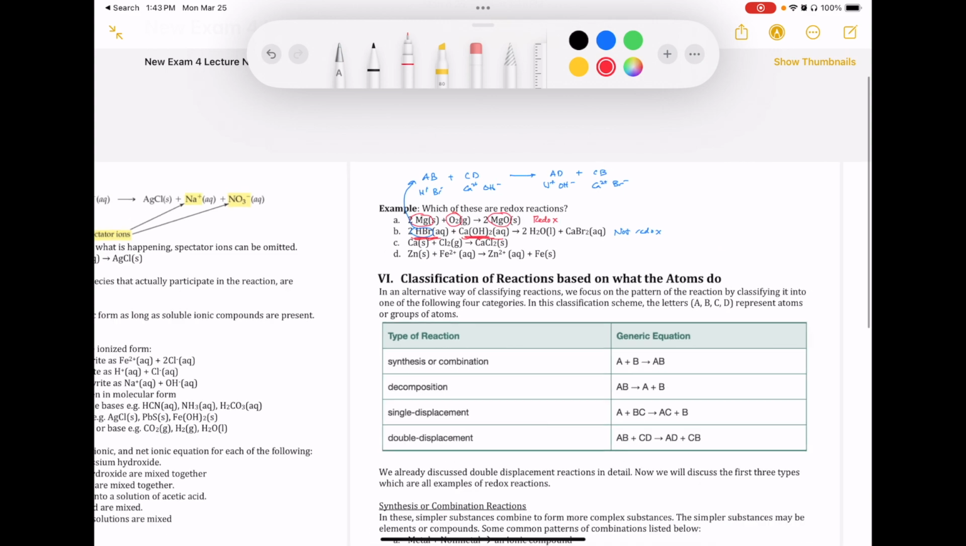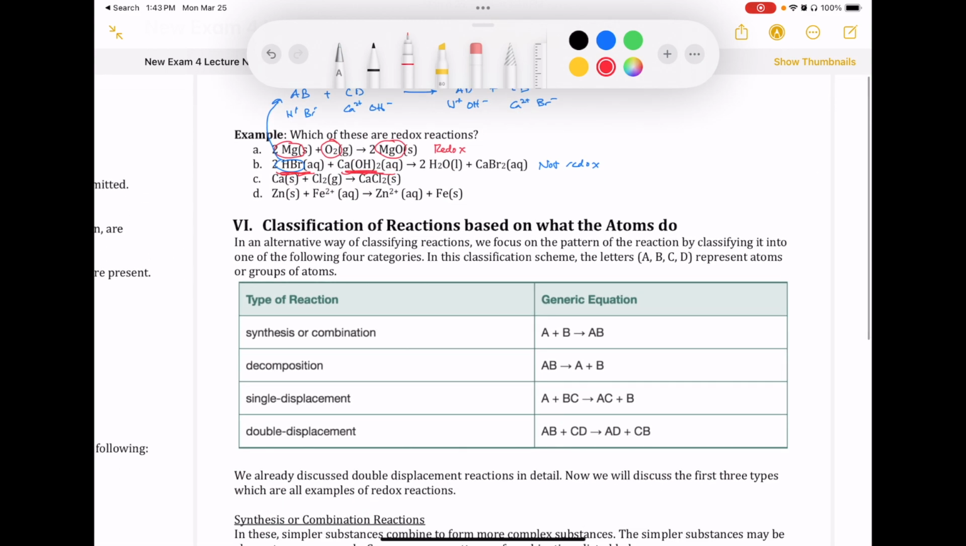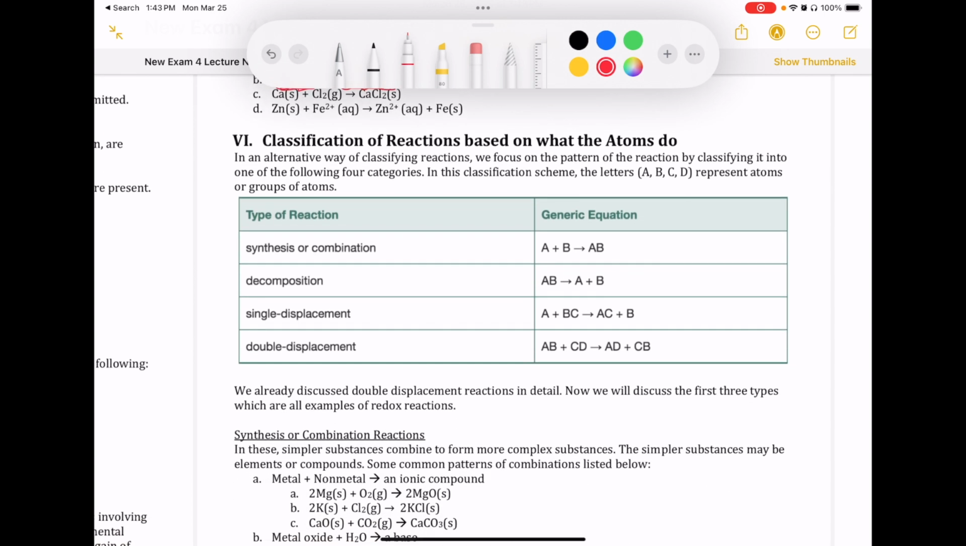Okay, so we talked about double displacement in lecture before, and we talked about redox reactions just now. There's also another way you can classify reactions. Remember, our goal in this chapter is really to learn some of the most common types of reaction that you see in chemistry. So we just talked about double displacement and the redox reaction. That's one way we can divide reactions into two major categories. Another way is to divide them based on the pattern of how things combine together.